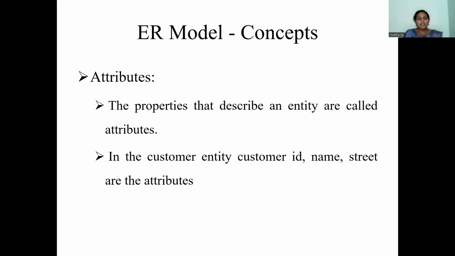Attributes: the properties that describe an entity are called attributes. A customer entity has customer ID, name, and street as attributes. For a car, the color, engine number, the company, the founder of that company, and whether it is a 7-seater or 5-seater are all attributes of that entity. That entity is a car.